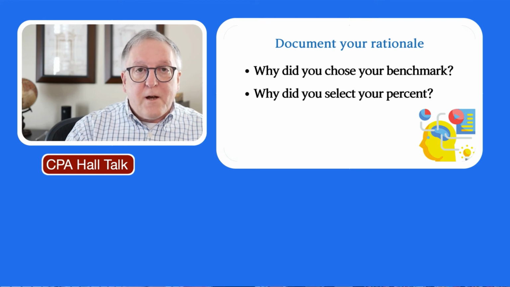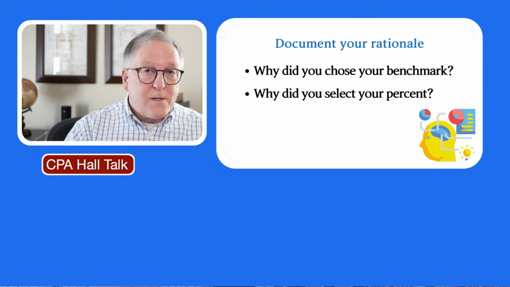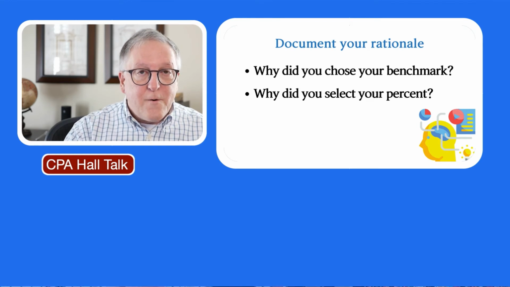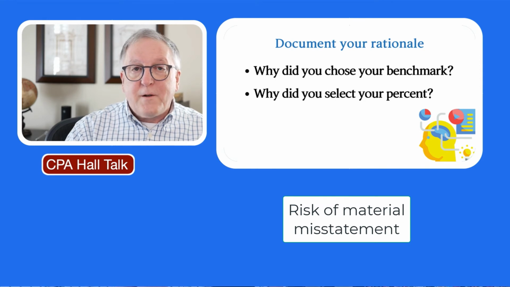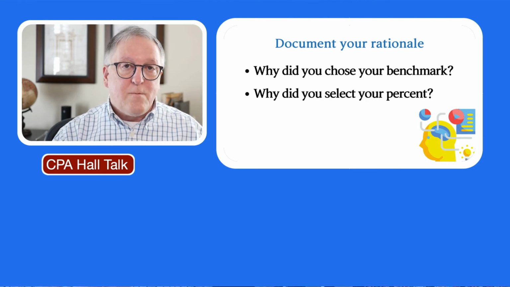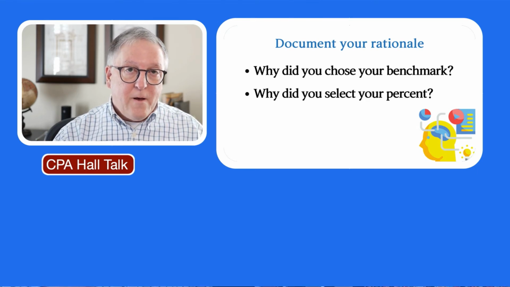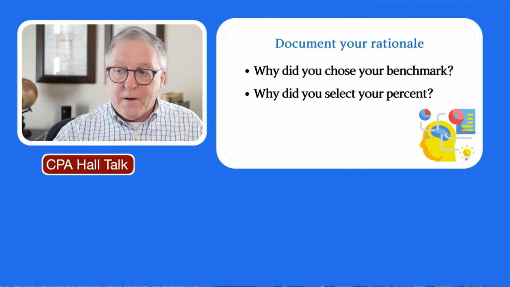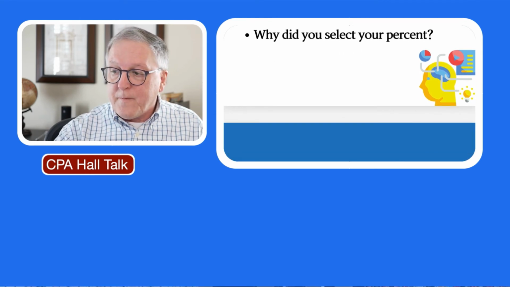And then we select the percent based on how we feel about the risk within the financial statements. And let me be clear, the risk we're talking about is the risk of material misstatement. So the more you think there's a risk that misstatements are present, the lower that percent is going to be.